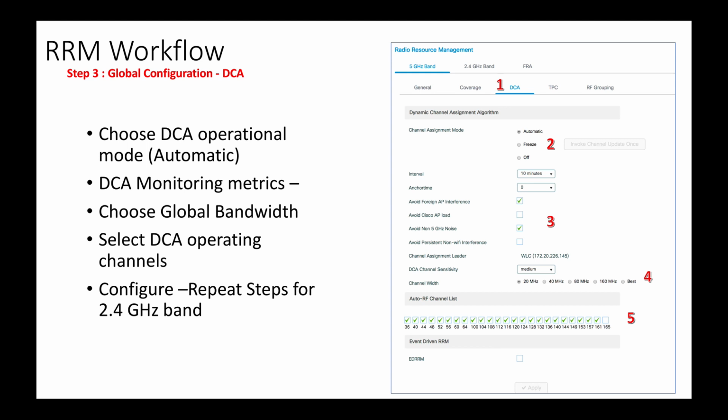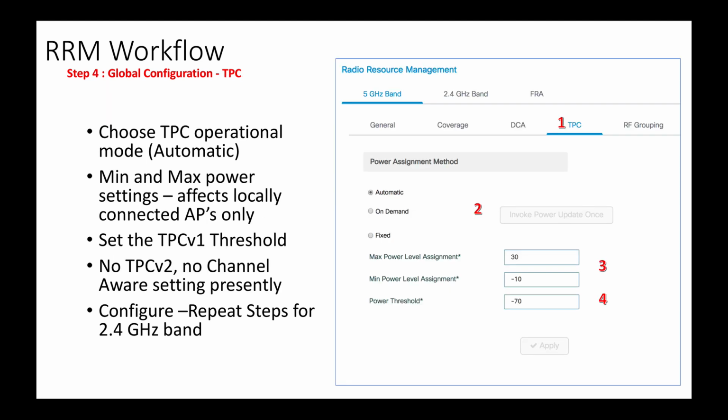DCA retains all of its features and is very similar to the AirOS configuration. Transmit power control, one notable difference is that TPC version 2 is no longer presented. In fact, it is no longer supported on EWLC. What led to that decision was the ability of channel aware added with TPC version 1, bringing what was good about TPC version 2 into TPC version 1. In 16.10, this is not available on the EWLC, but it will be available in 16.11.